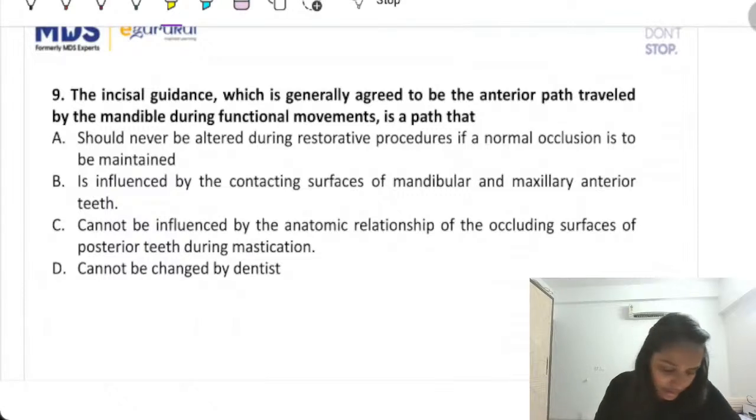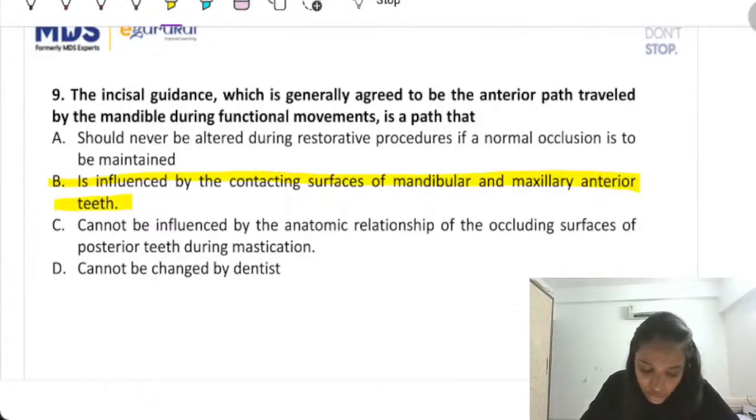It is influenced by the contacting surfaces of mandibular and maxillary anterior teeth. Now, option B sounds correct. Yes, option B is the correct answer. But let's look at options C and D. It cannot be influenced by the anatomic relationship of the occluding surface of posterior teeth. No, that is wrong. It is definitely influenced by the posterior teeth also.